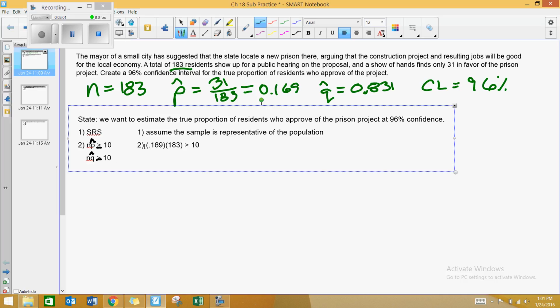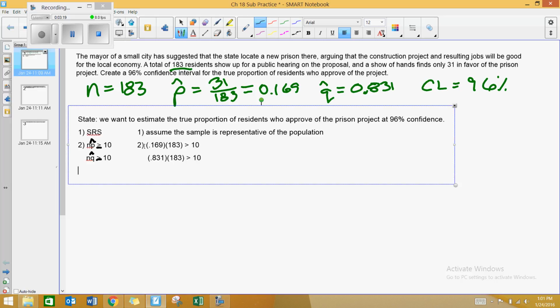And then we'll check that 0.831 times 183 is greater than 10. And that checks out as well.